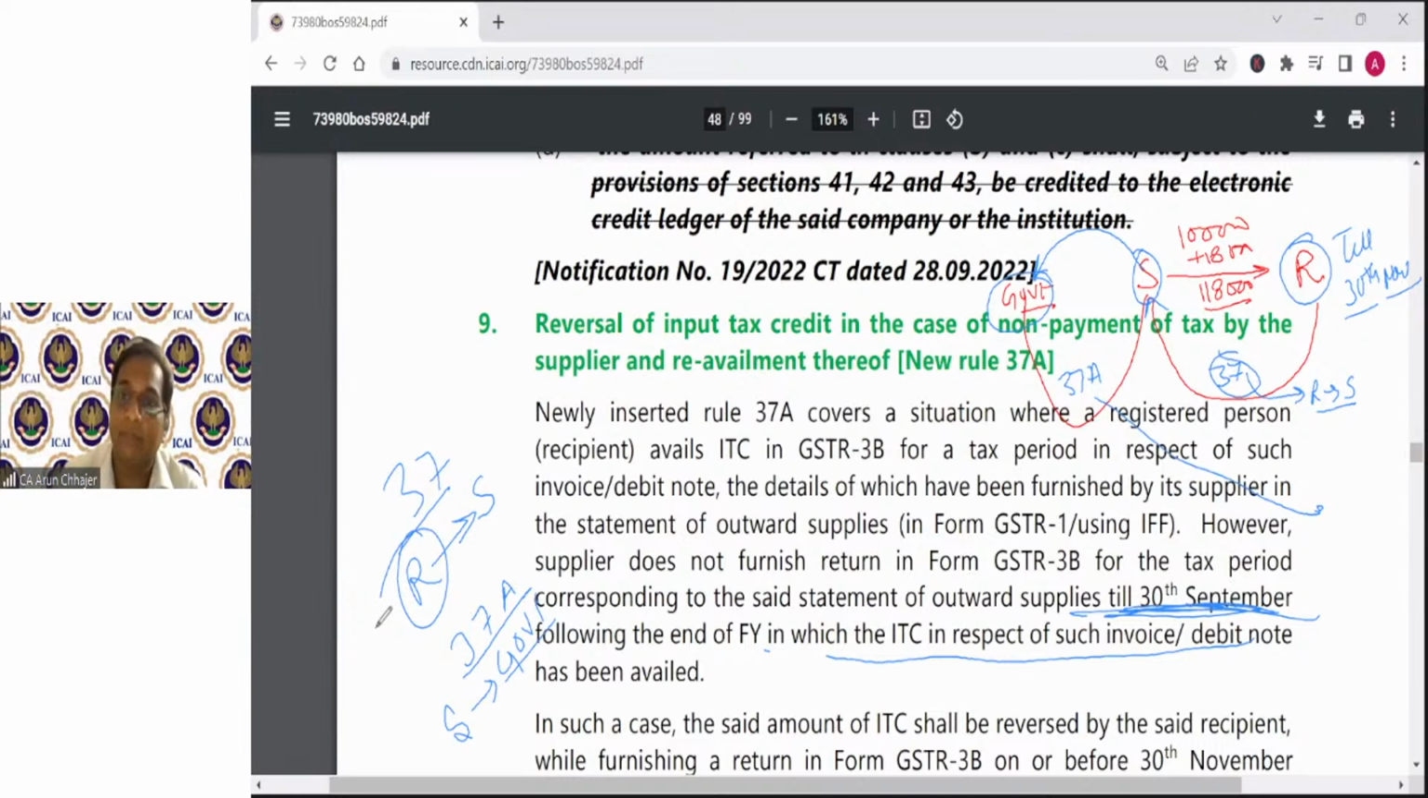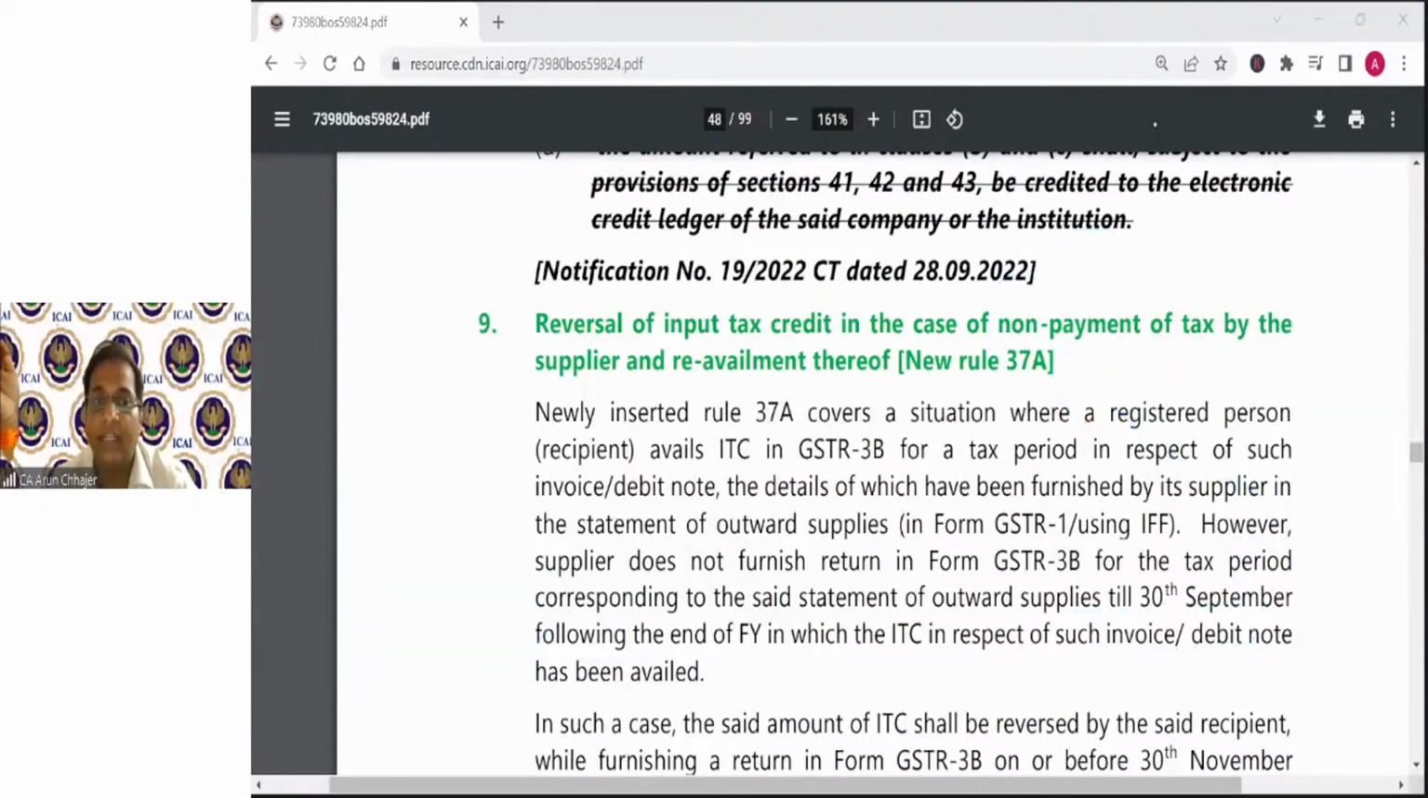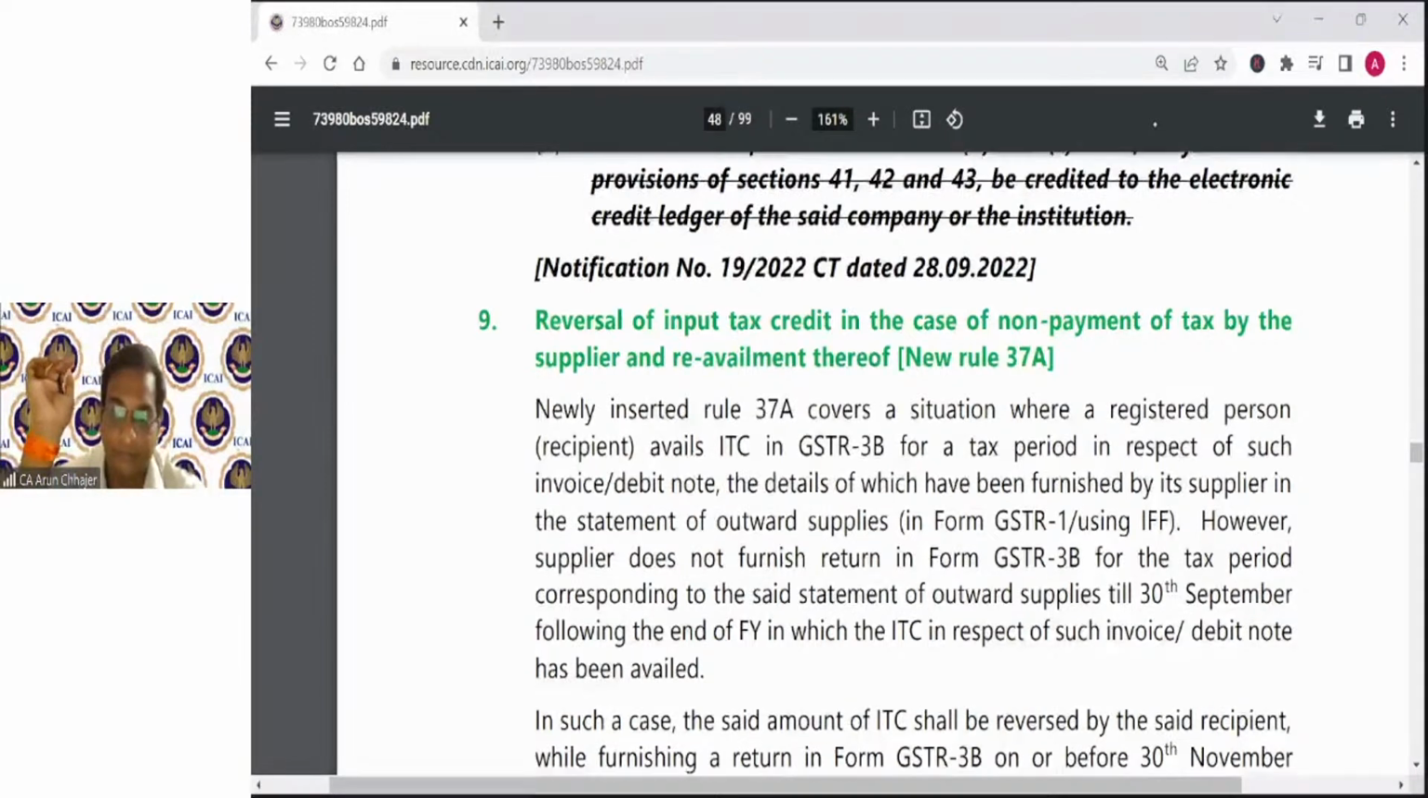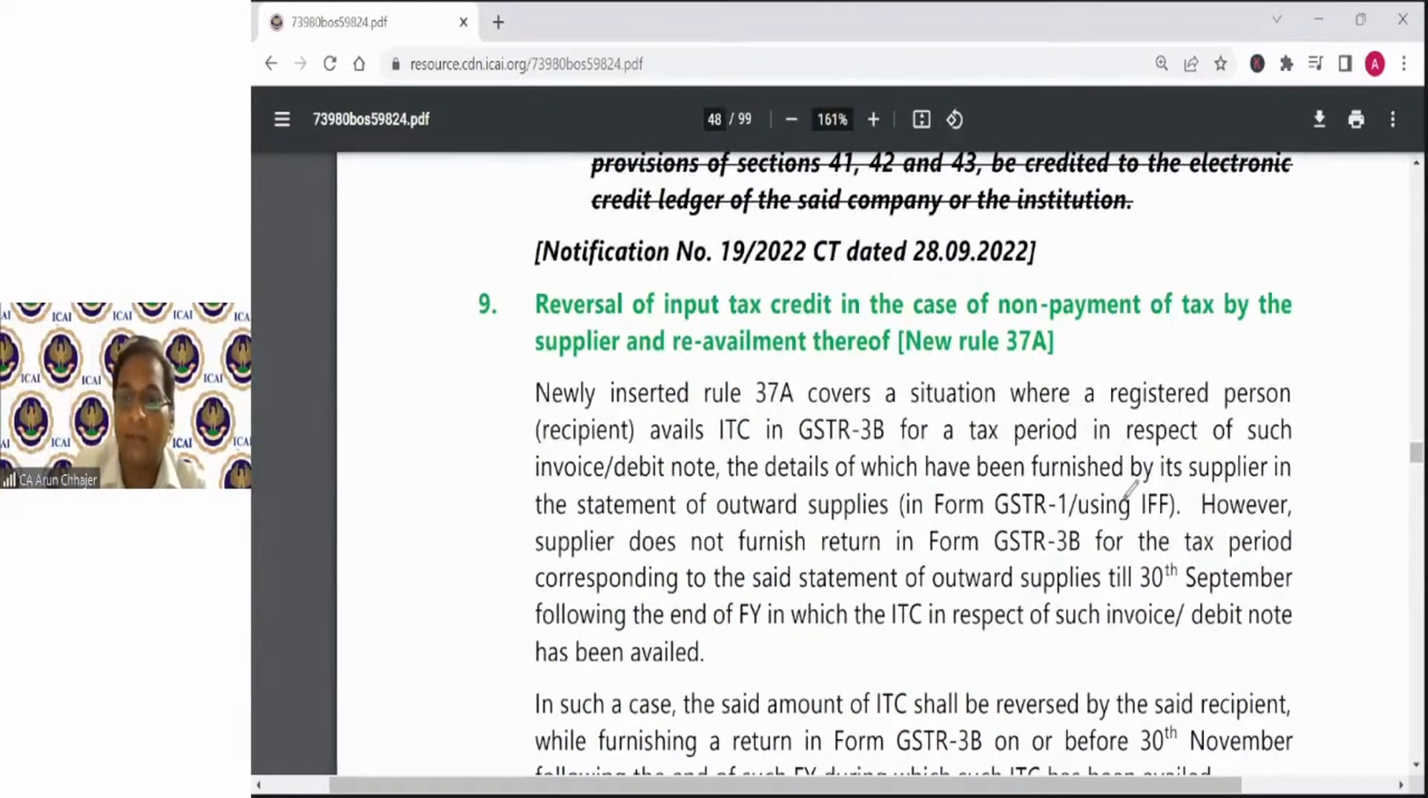And second, from the supplier's point of view, he will pay the tax through GSTR 3B. So that is the use of GSTR 3B. Correct? He will report the outward supply in GSTR-1, but in 3B he will pay the taxes. So this is the use of the 3B.